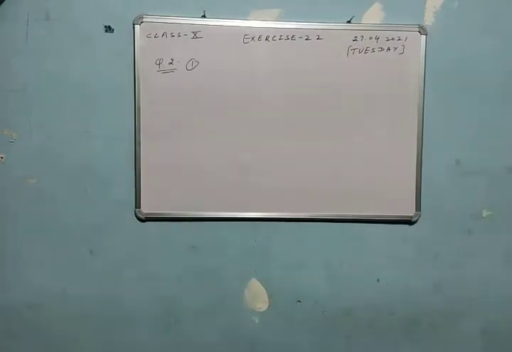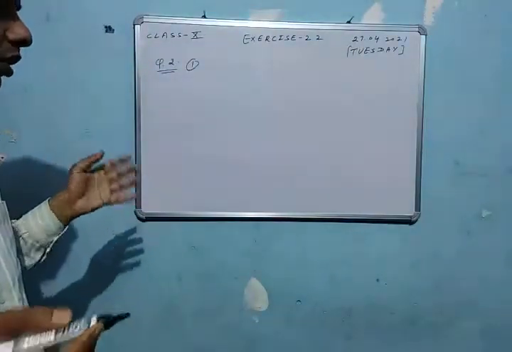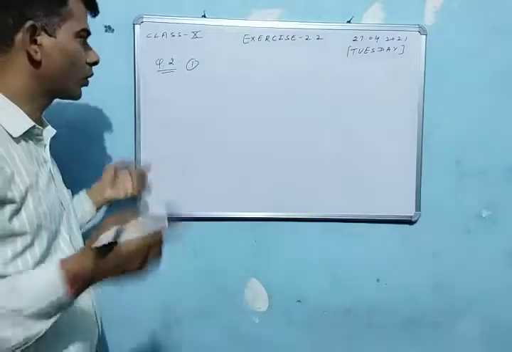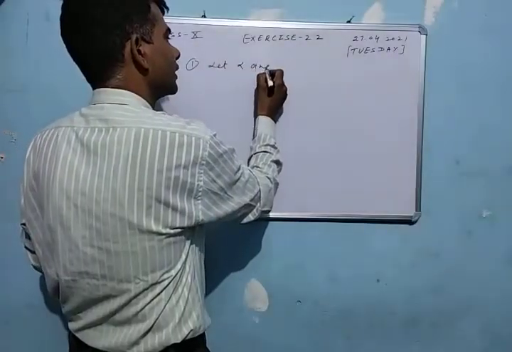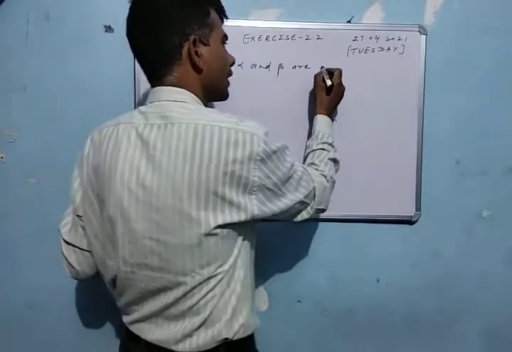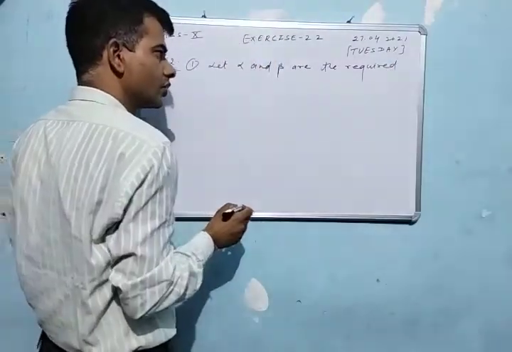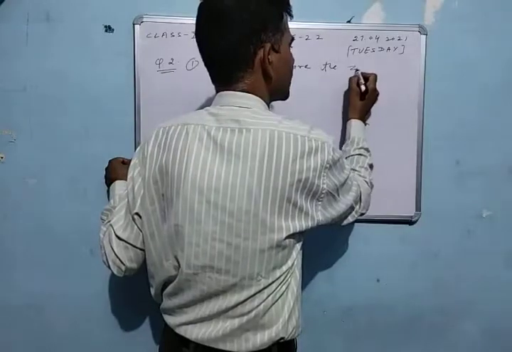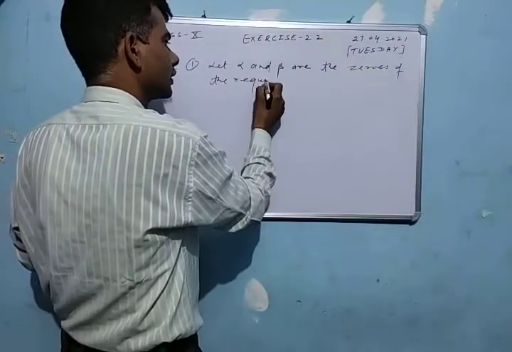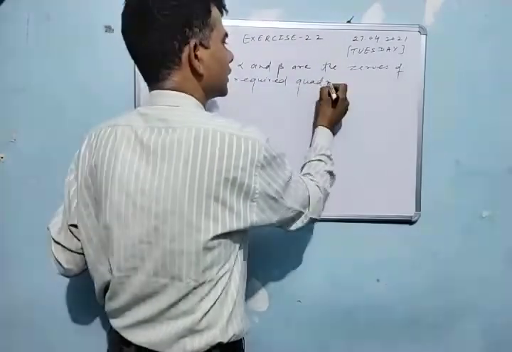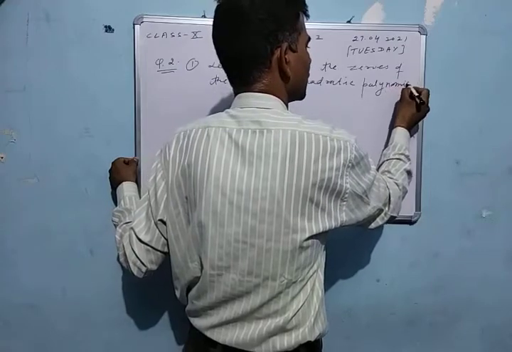Student, question number 2, first part. Students, we have to make a quadratic polynomial whose sum of zeros and product of zeros are given. Let alpha and beta are the required zeros of the required quadratic polynomial p of x.